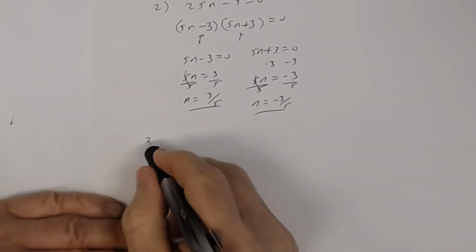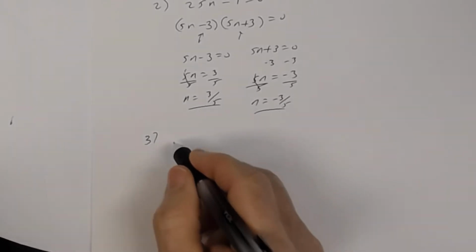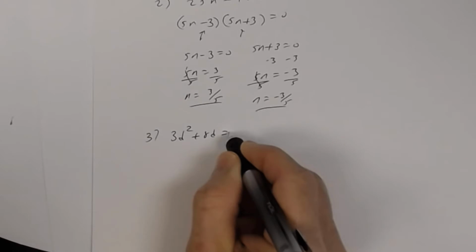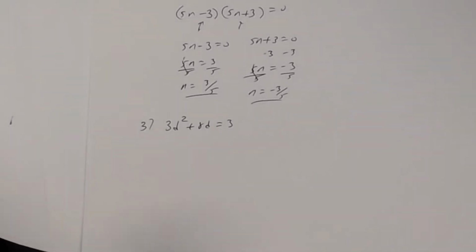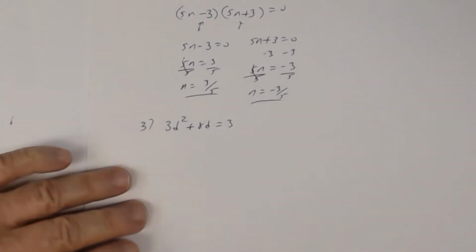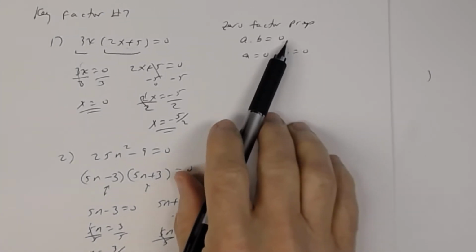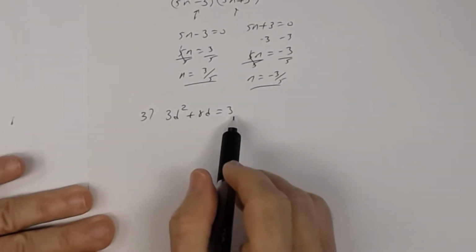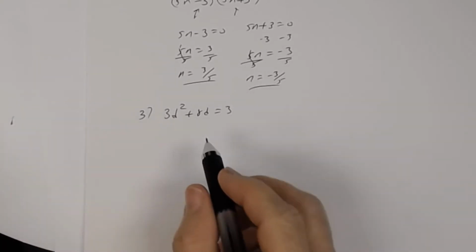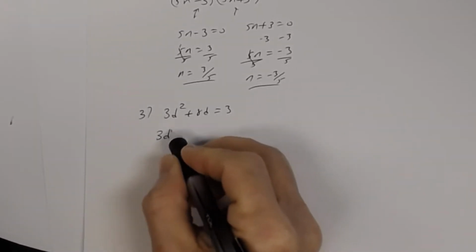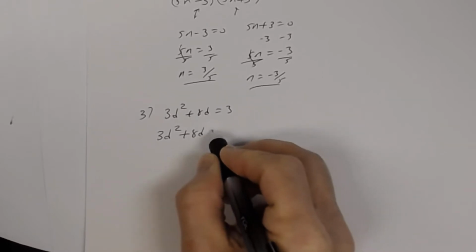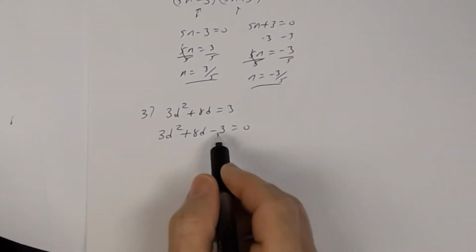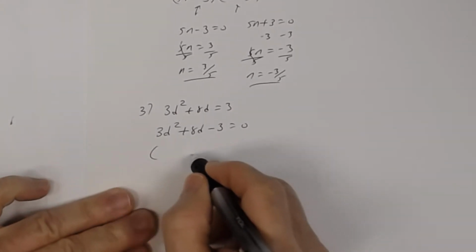All right, number 3, we have 3d squared plus 8d equals 3. What you got to do first, remember, in order to use the zero factor property, you have to have 0 on the other side. So you got to put this in standard form, meaning you bring this 3 to the other side. So I get 3d squared plus 8d minus 3 equals 0, in descending order. The GCF is 1, so I can go directly to factoring.